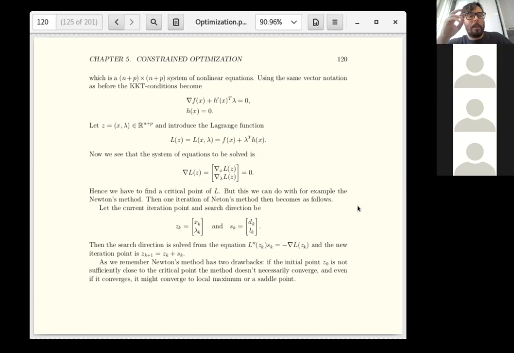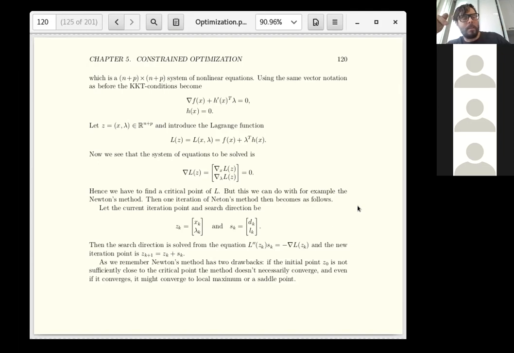So we can now solve this fairly easily with unconstrained optimization algorithms. For instance, we can do this with the Newton method. So we've now transformed this problem into an unconstrained problem.